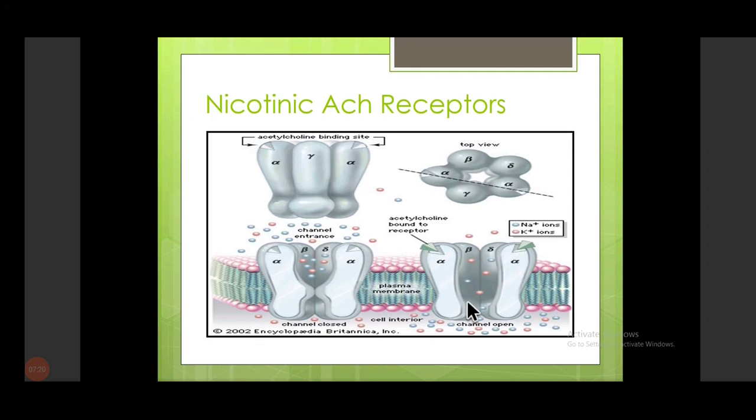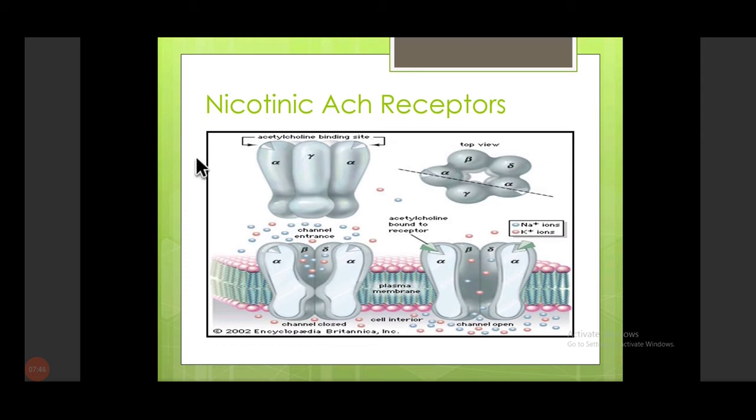Now, this is basically a top view and a cross section view of the nicotinic ACh receptor. Just remember that the receptor is a pentameric structure composed of two alpha subunits, one beta, one delta, and one gamma subunit.